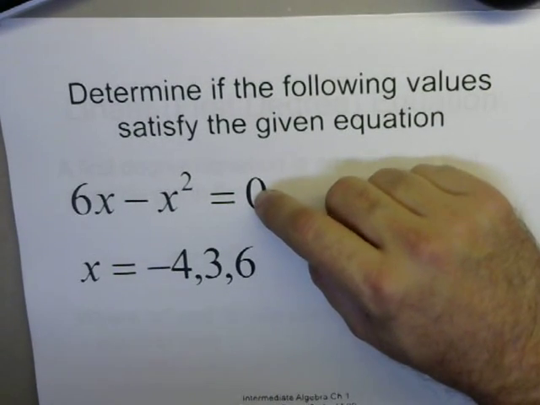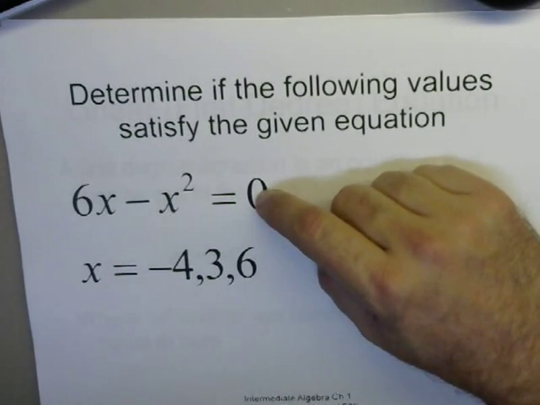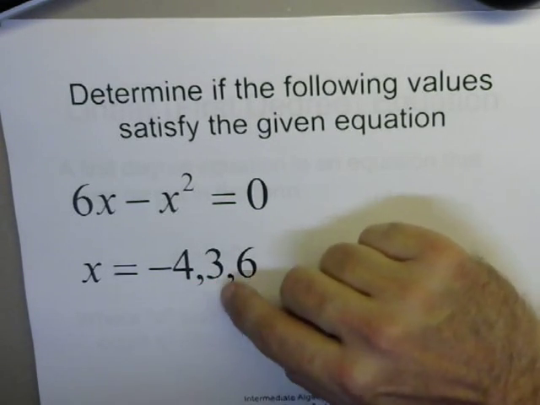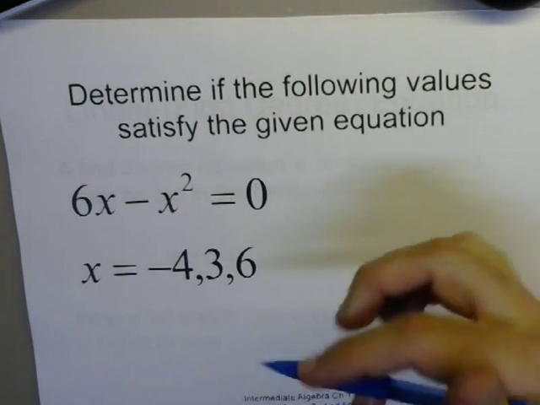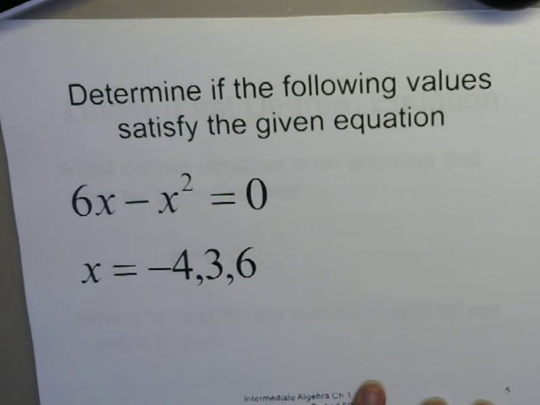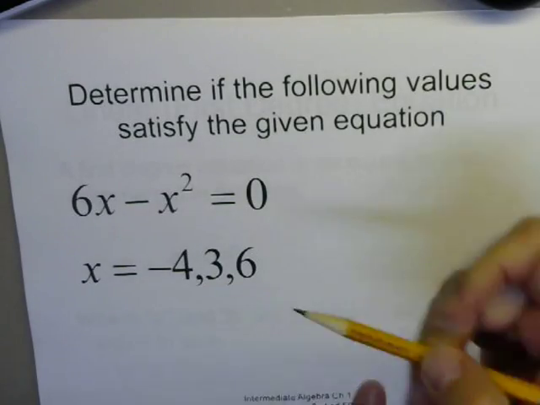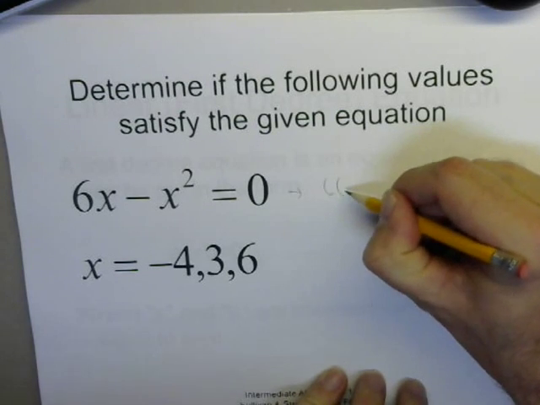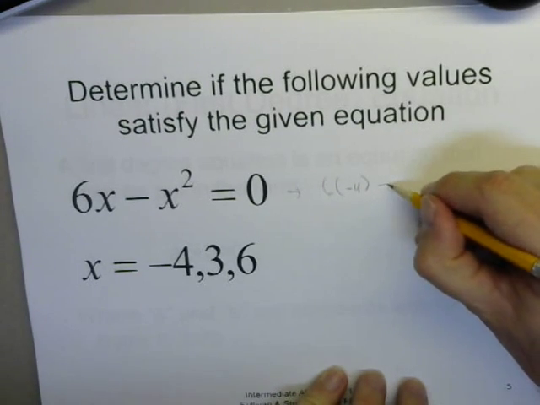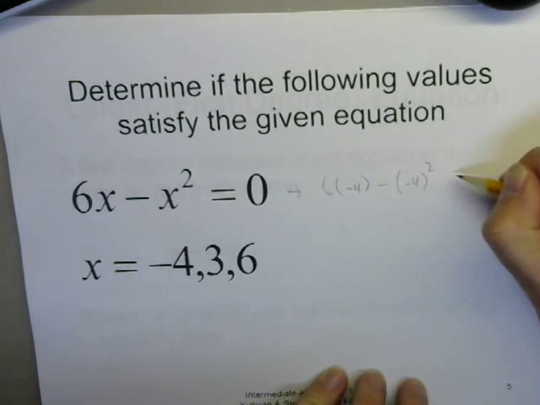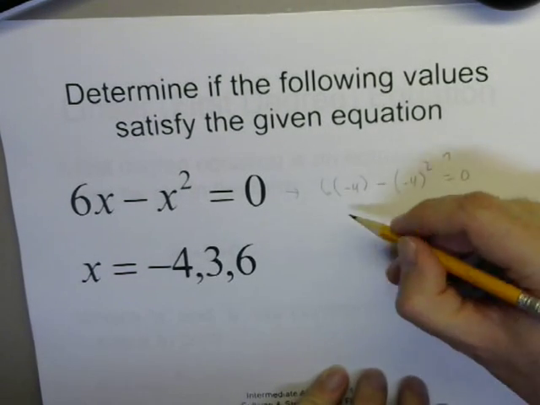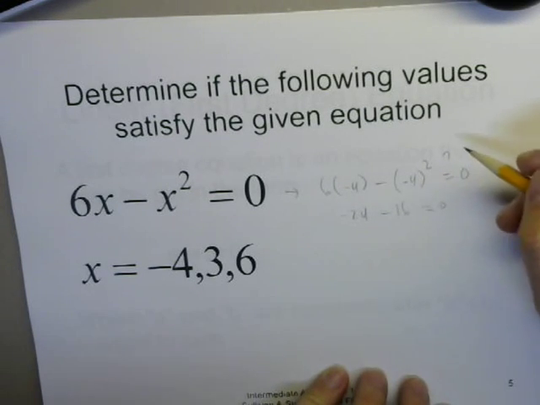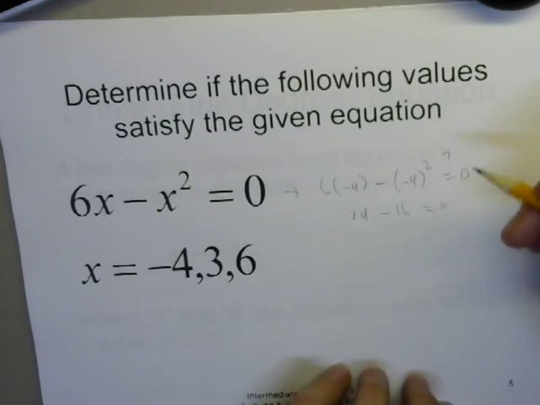So if you're given this particular equation, do these numbers make the equation true? What you would do is try these one at a time and see what works and what doesn't. For example, take the -4 and try plugging that in for x and see if you get 0. So if I take 6 times -4 minus -4 squared, does that give me 0? I'll get -24 minus 16, and there's no way that's going to be 0. So -4 would not be a solution.